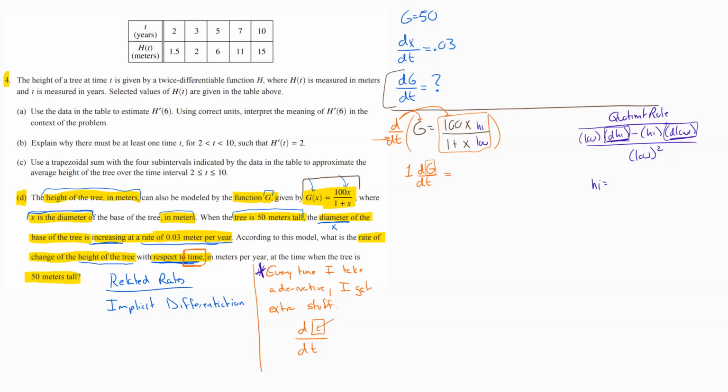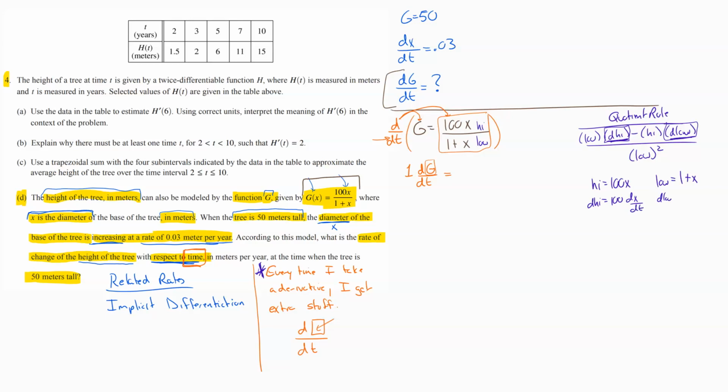So I know that the high is 100x. I know the low is 1 plus x. So then I need to go find my d high. The derivative of 100x would be 100. I took the derivative of an x, so I get a dx dt.